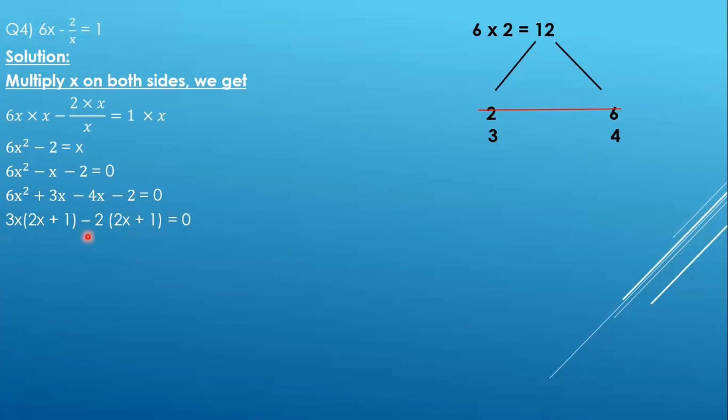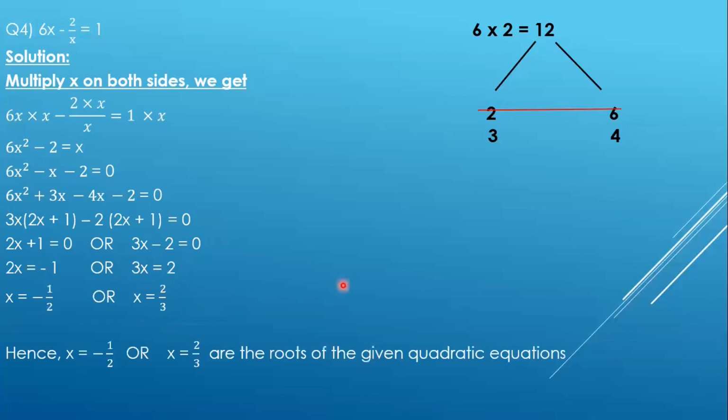So let's move on ahead and separate the brackets and give the brackets 0. So we get 2x plus 1 is equals to 0 and 3x minus 2 is equals to 0. Now we will send this 1 to the right hand side. So it becomes minus 1. Then we will send this 2 to the right hand side. So it becomes minus 1 by 2. Similarly over here we will send the 2 to the right hand side. So it becomes plus 2 and 3 to the bottom. So it becomes 2 upon 3. So minus 1 by 2 and 2 by 3 are the roots of this given quadratic equation.